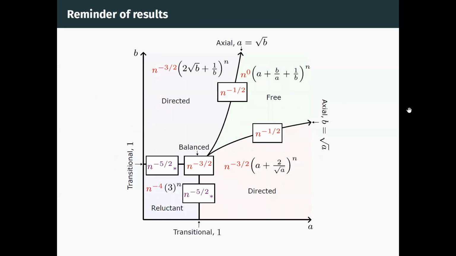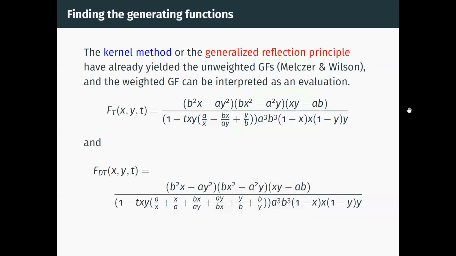Okay, and so again, these are the results that we're trying to prove, just finding the asymptotics for each one of these sections. And in the last few minutes, I want to give a brief overview of how we might concretely do that. If we want to look for the generating function, there are two options. One of them is to use either the kernel method or the generalized reflection principle by Gessel and Zeilberger. Those have already been used in the two-dimensional case to find the unweighted generating functions for these walks, although in higher dimensions, we can find the generating functions as well.